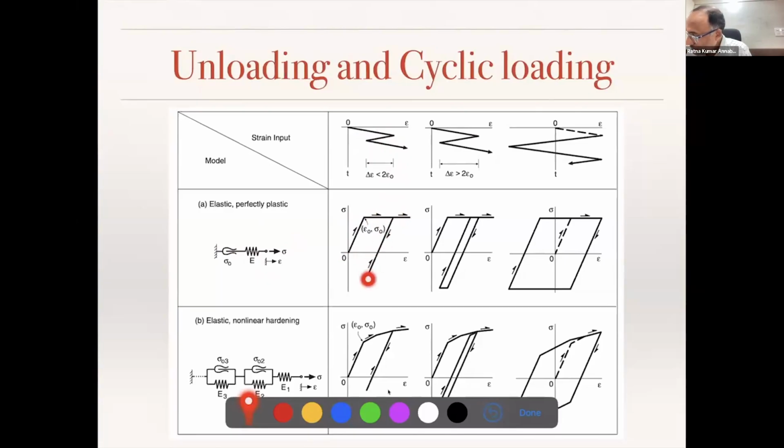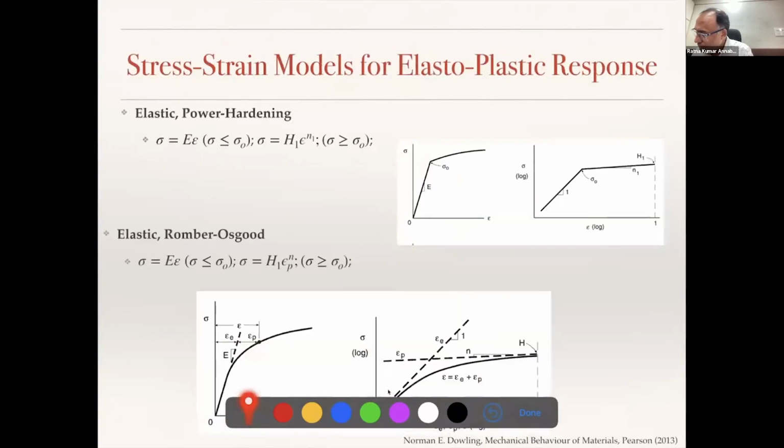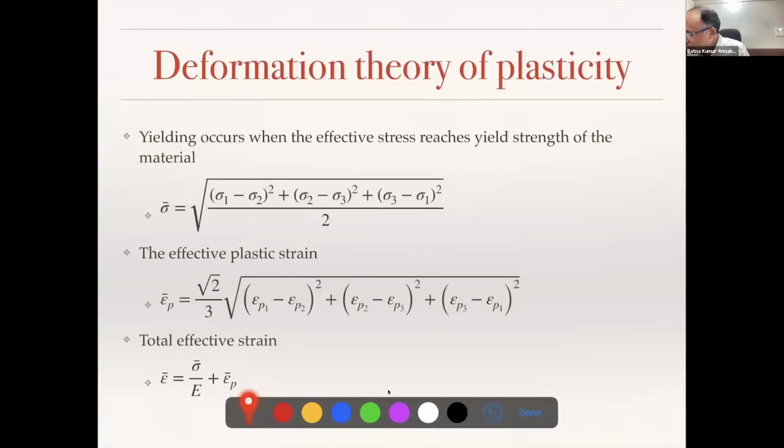But your unloading is not going to a very high value. It is less than 2 times epsilon naught. If you remember our idea of unloading, when it is unloaded, if the change in sigma, delta sigma, is less than 2 times sigma naught, the yielding will not occur. Only when it is beyond 2 times sigma naught does the kinematic hardening occur in the reverse direction. Otherwise, if you have unloaded up to here and then you reload it, it will go back along the same path. The same thing we are trying to do here.